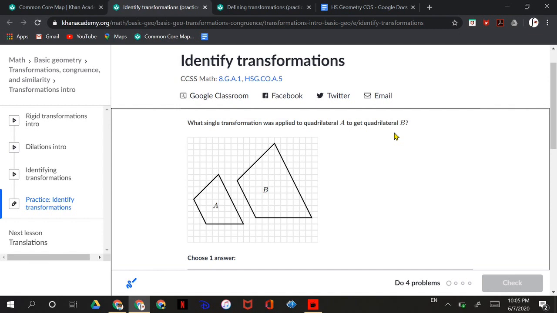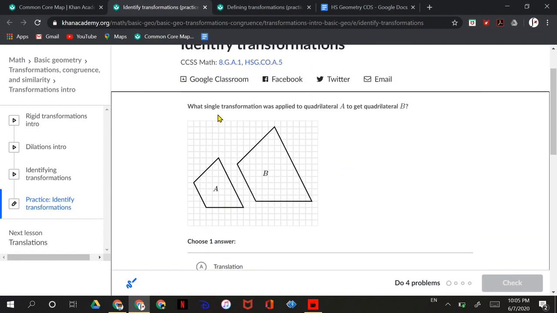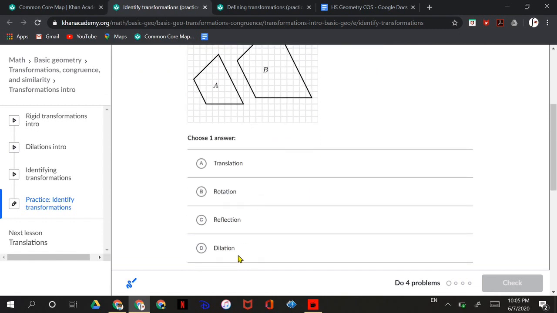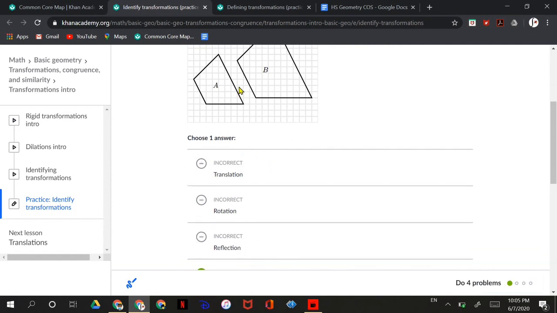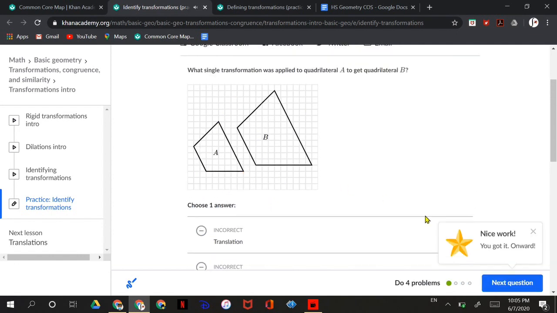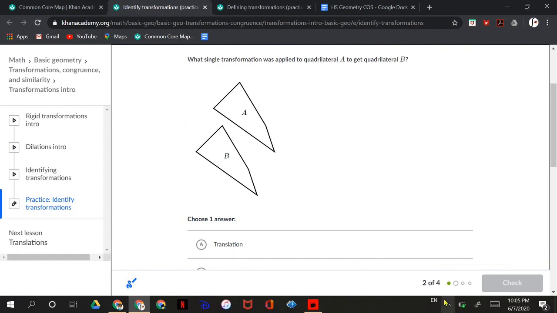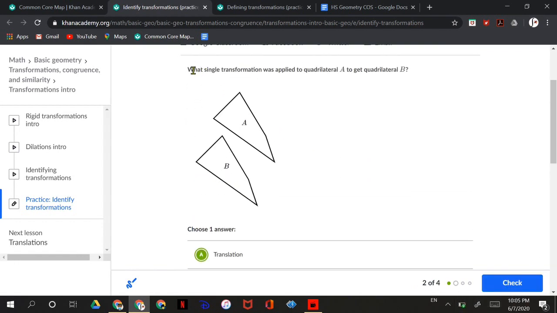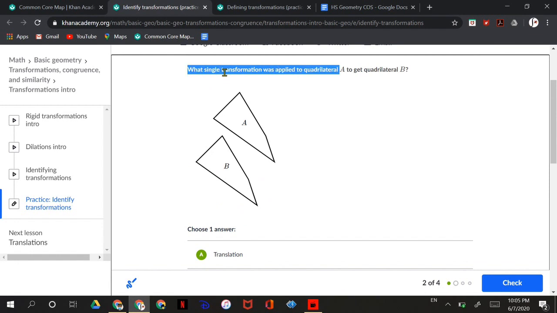Okay, let's go. What single transformation has been applied to this quadrilateral to get this one? That would be dilation, because you can obviously see that it has gotten bigger. Okay. Translation. What single transformation has been applied to A to get B? Looks like a translation, because not a rotation, not a reflection, not a dilation. It hasn't changed shape. It looks like it's been moved to the left and then down.